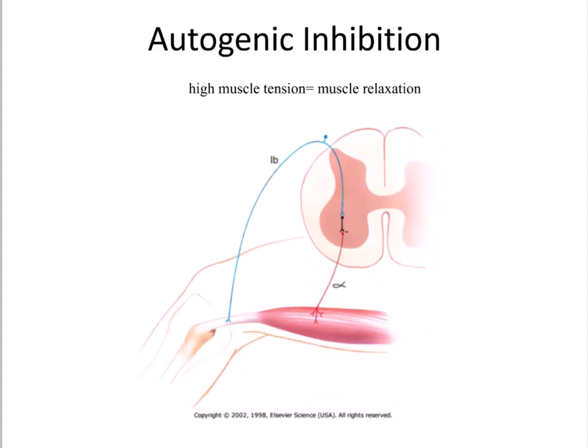And another reflex, autogenic inhibition, happens when there's very high muscle tension. This will promote muscle relaxation. The stimulation of the alpha motor neuron signals the type 1B efferent to signal the Golgi tendon organ to relax.